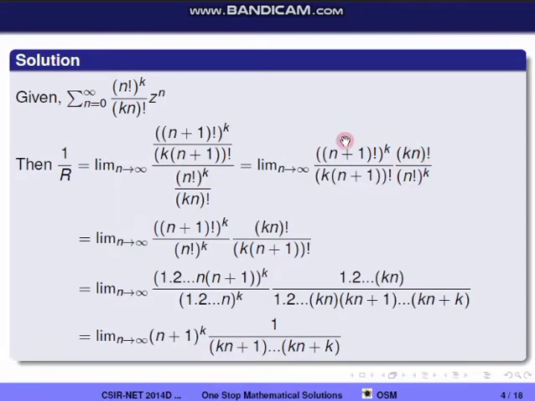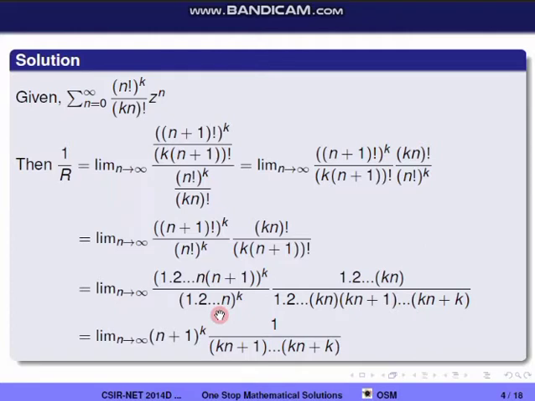Now I am rearranging this term so that this is equal to limit n tends to infinity ((n plus 1) factorial) whole power k divided by (n factorial) whole power k, into (kn) factorial by (k(n plus 1)) factorial. Now I am expanding those factorial terms. So this is equal to limit n tends to infinity (1 into 2 into etc. up to n into (n plus 1)) whole power k divided by (1 into 2 into etc. up to n) whole power k, into 1 into 2 into etc. up to kn, divided by 1 into 2 into etc. up to kn plus 1, etc. up to kn plus k.